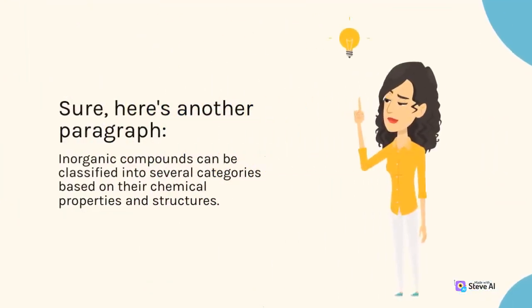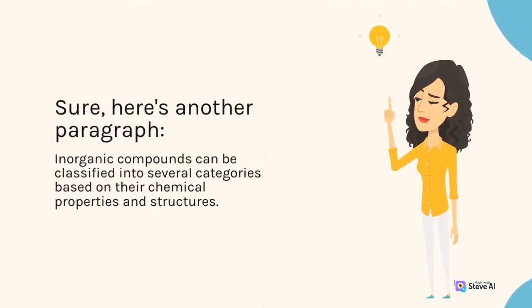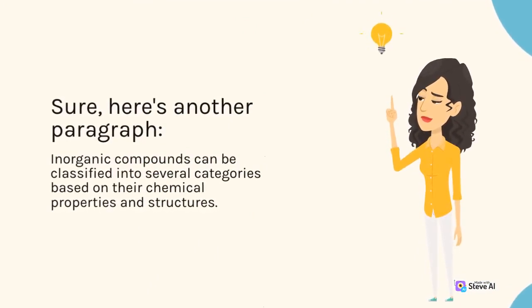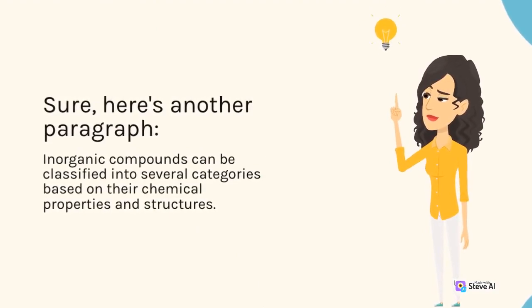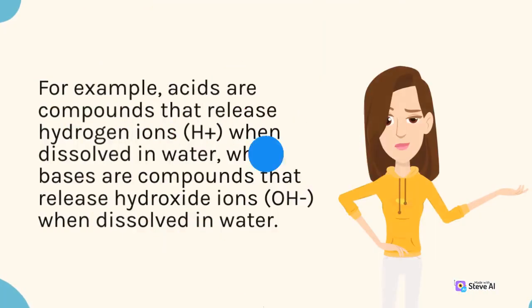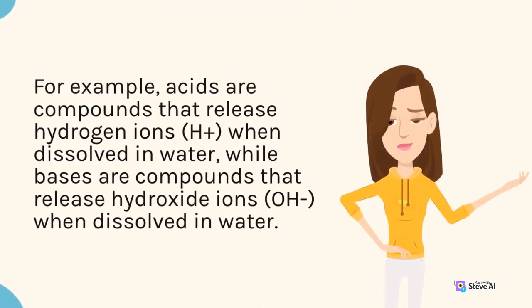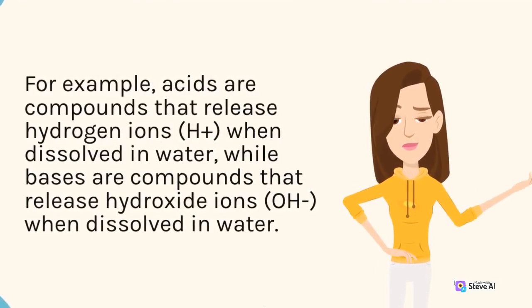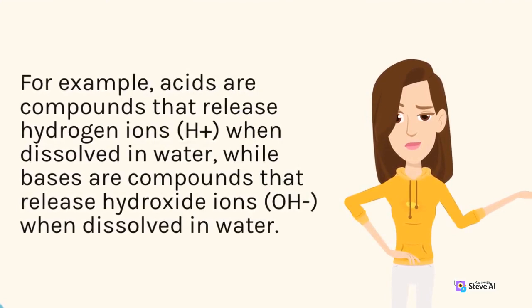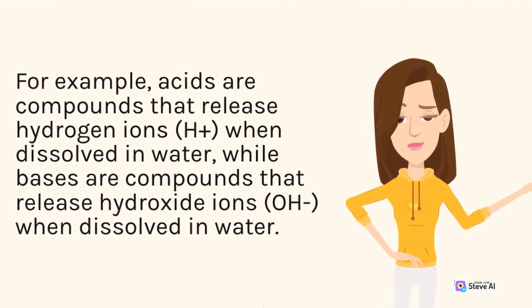Inorganic compounds can be classified into several categories based on their chemical properties and structures. For example, acids are compounds that release hydrogen ions, H+, when dissolved in water, while bases are compounds that release hydroxide ions, OH-, when dissolved in water.